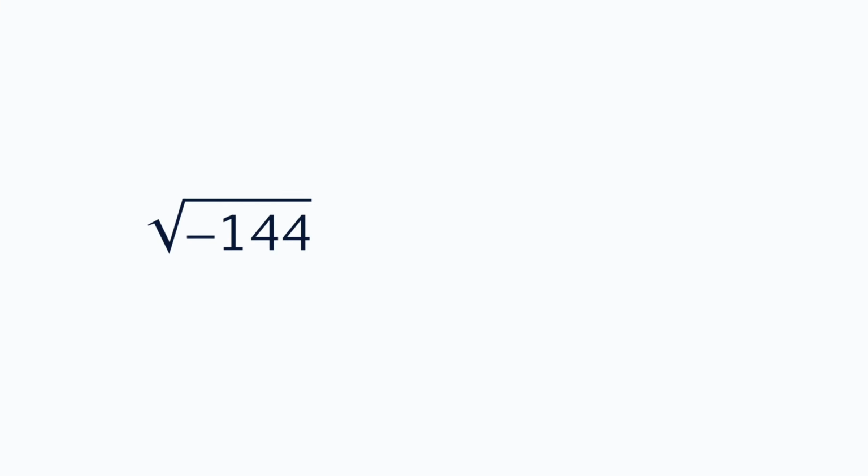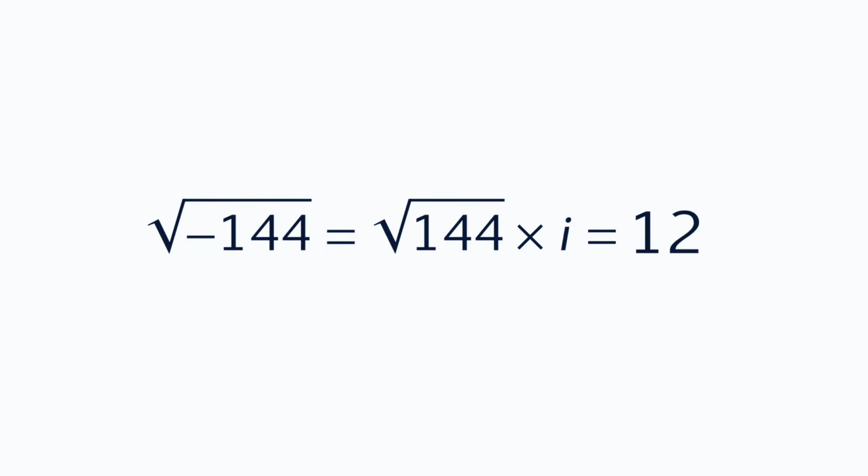You can use the rule you just learned to find that the square root of -144 equals the square root of 144 times i. The square root of 144 is 12. So the square root of -144 equals 12i. Finally, let's look at an example where you are asked to find the square of an imaginary number.